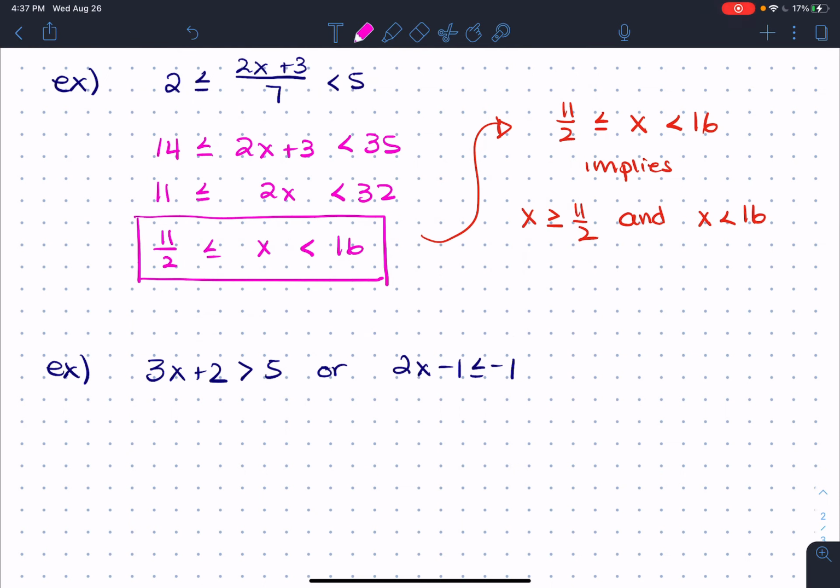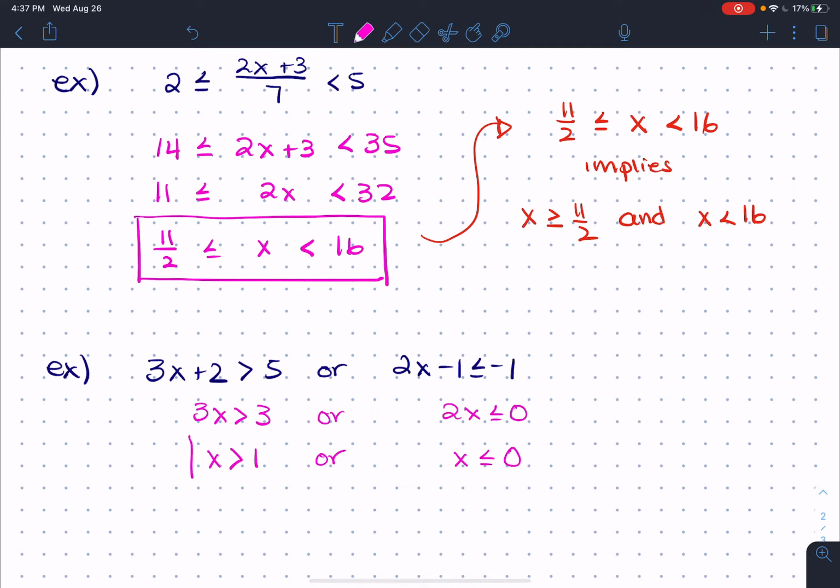So on the left inequality, we're going to subtract 2 and divide by 3. And I'm still never dividing by a negative, so I don't have to worry about flipping the inequality. Over on the right-hand inequality, I add 1 onto both sides and divide by 2. And I get this answer.